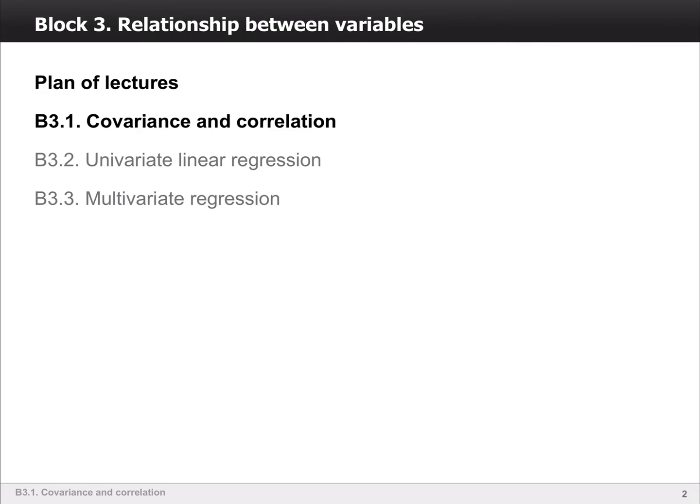So we have 3 lectures in this block, 3 learning sequences. The first is about covariance and correlation, the second is about univariate linear regression, and the third will be about multivariate regression, how to measure association between many variables. So let's start with covariance and correlation.